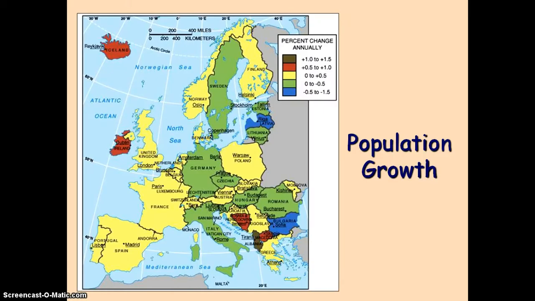Countries that are dark green, which you only see one, actually are experiencing positive growth. That's Albania. Countries that are kind of the reddish color are experiencing slow growth. Countries that are yellow are pretty much stable. Countries that are light green, countries like Sweden, Germany, Czech Republic, they're experiencing zero to negative growth. And the countries that are blue are having the most issues with population shrinking.